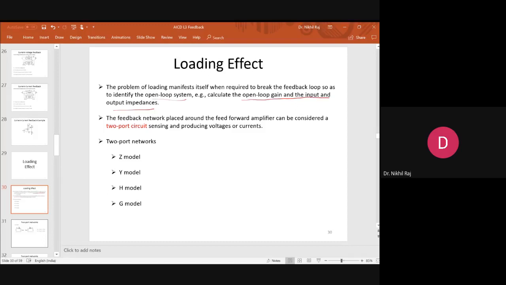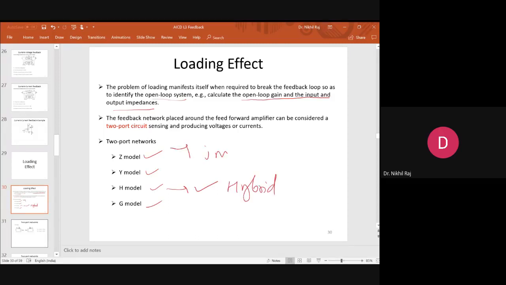Okay, so to study the loading effect, first we will recap the two-port networks. Two-port networks are your 4 types of network. Already I assume that all of you know these two-port networks. Earlier you must have heard: the first network is called your Z model, then Y model, H model, and G model. Okay, whenever we are doing transistor modeling, we generally prefer this H model. H model is called your hybrid model.